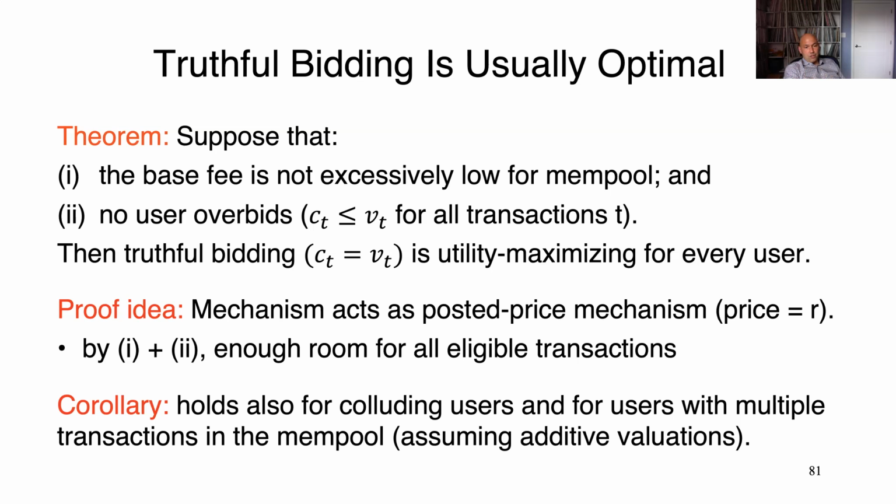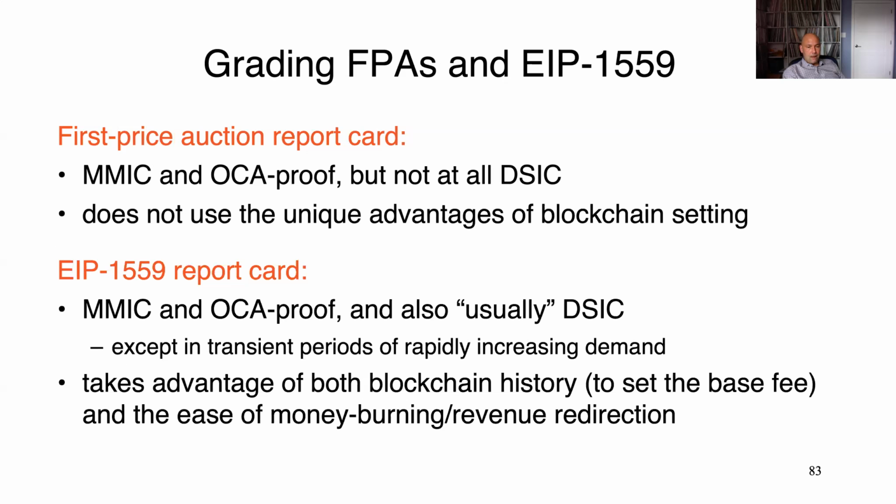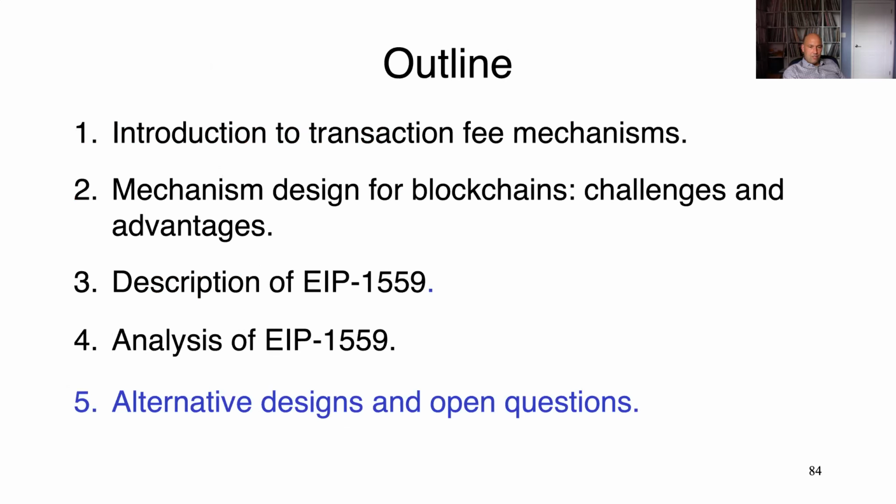Whereas, of course, in first price auctions, it's never a good idea to do truthful bidding. It's never easy to figure out what to do in a first price auction. This is saying it's going to be usually, hopefully, easy to figure out what to do with 1559. Okay, so that's the report part, and definitely over time.